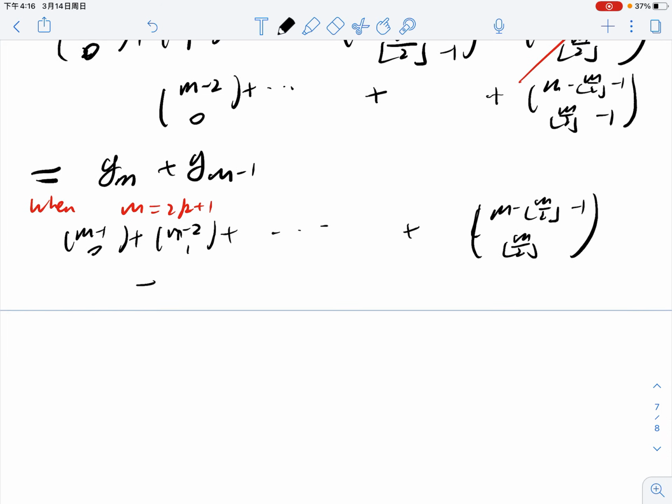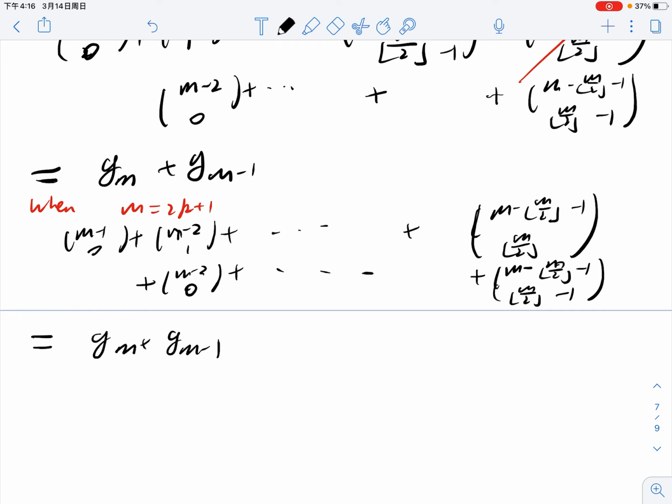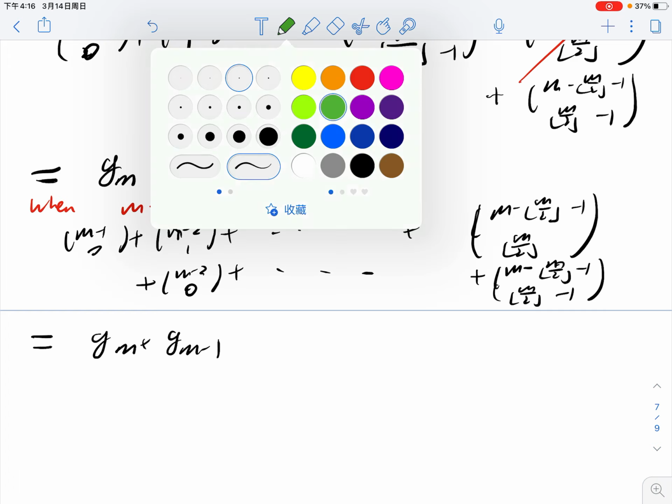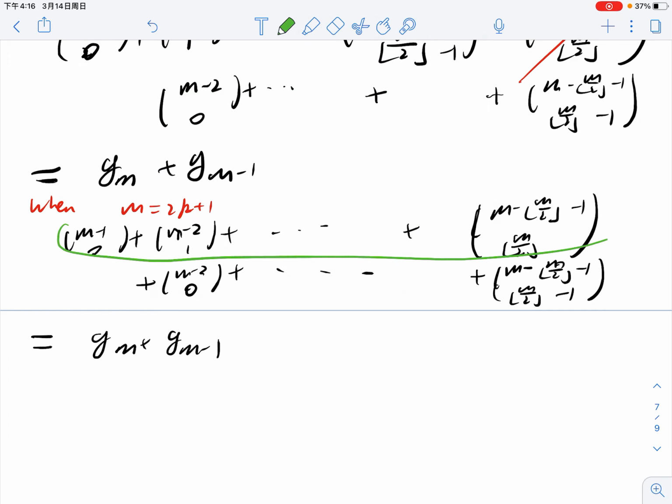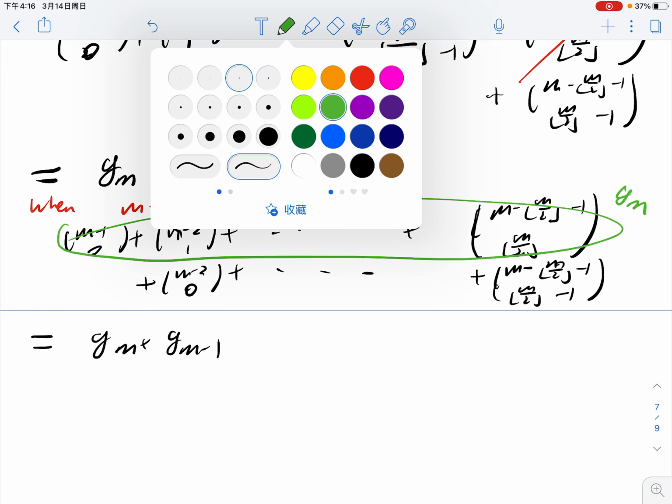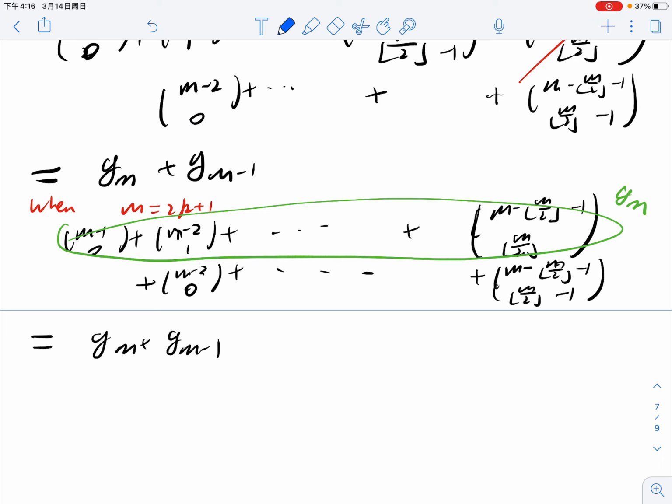So this is the first line, and then you have the second line, which is gm plus gm minus 1. The first line is gm, and the second line is gm minus 1. Okay, therefore we are done.